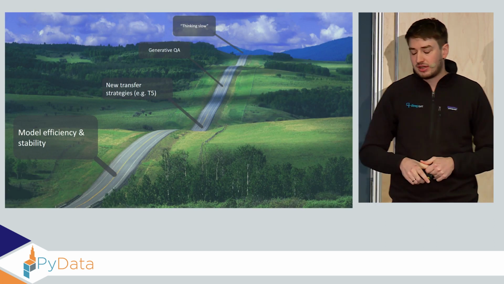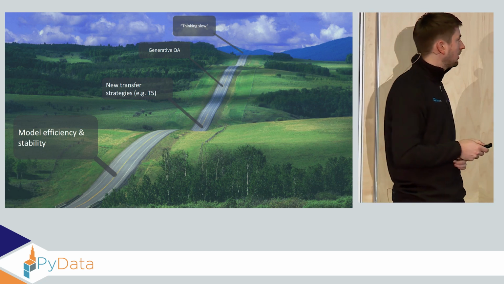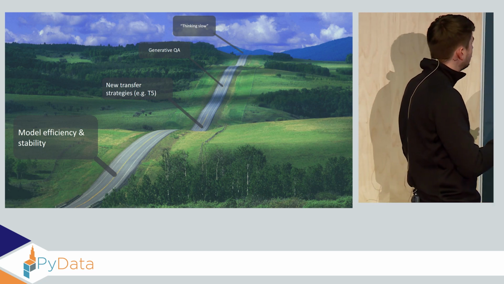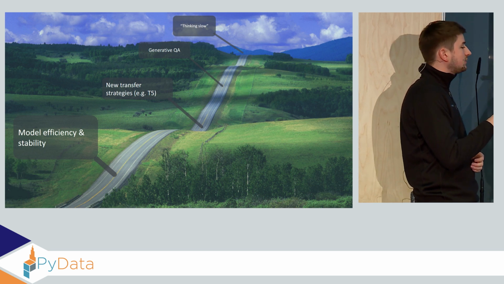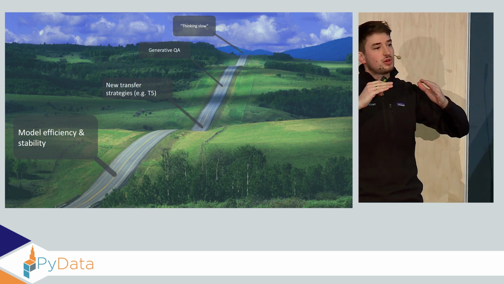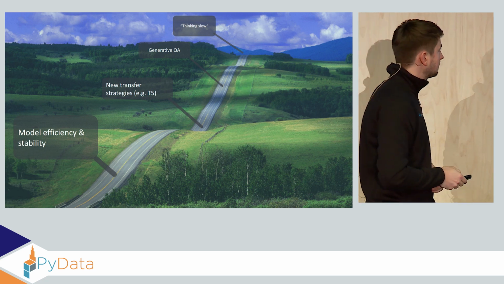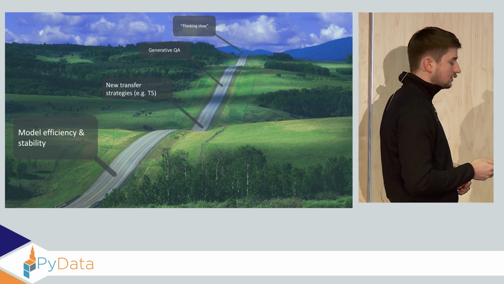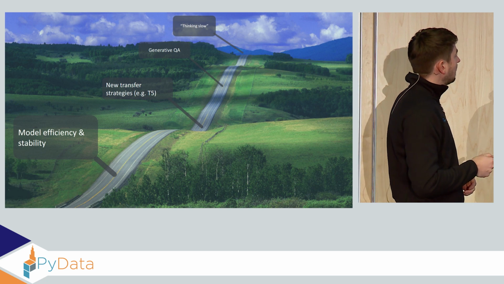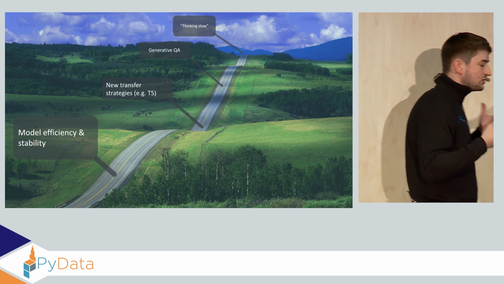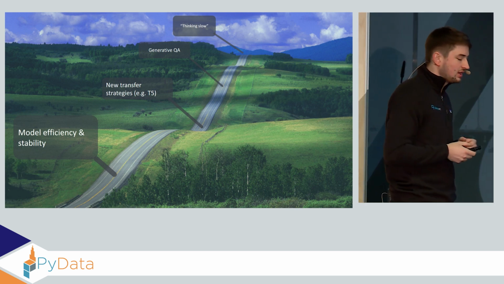So what is ahead? I think next steps are probably that we'll see more around model efficiency and stability, so really scaling down those models while keeping the performance. This I think is super exciting and will help to scale them in production. There are also a lot of interesting ideas for new strategies in transfer learning.